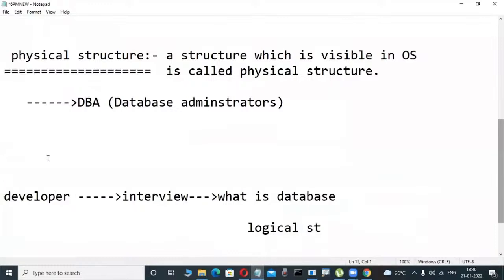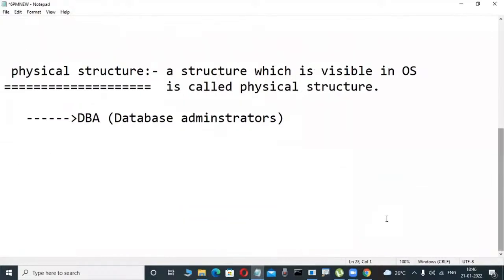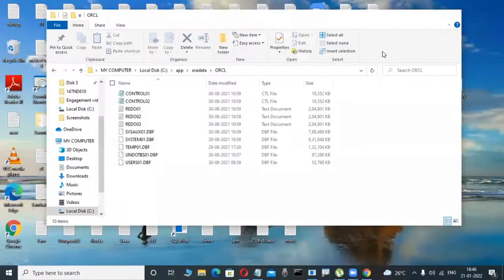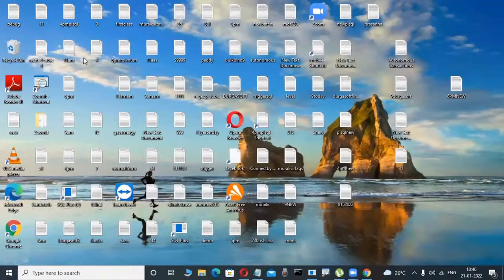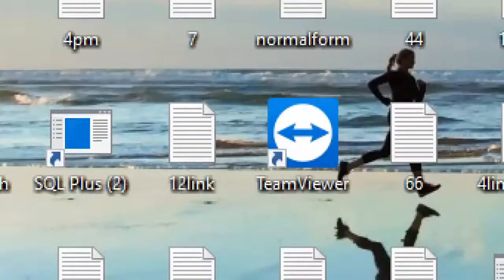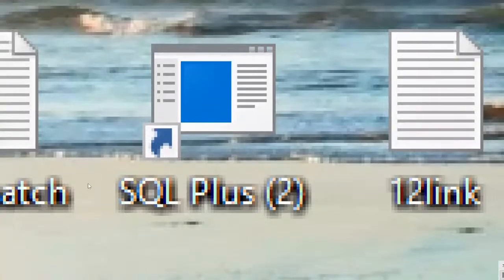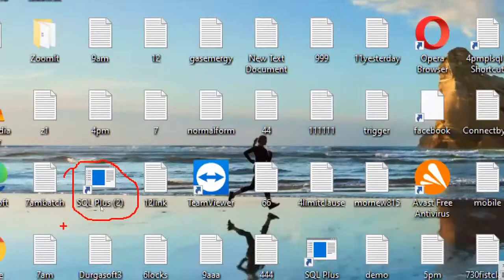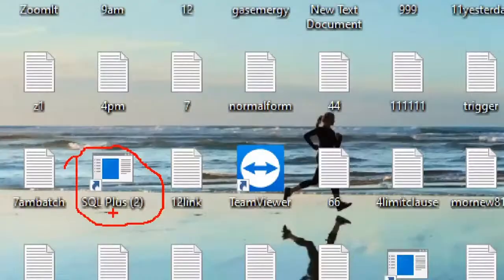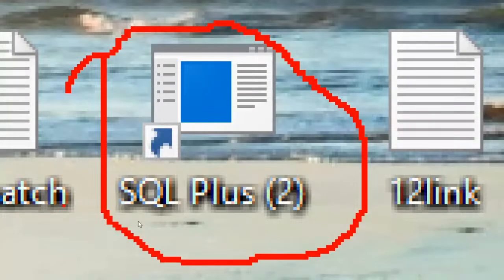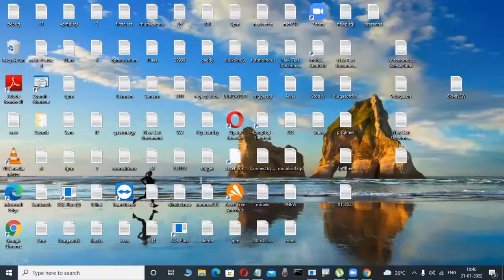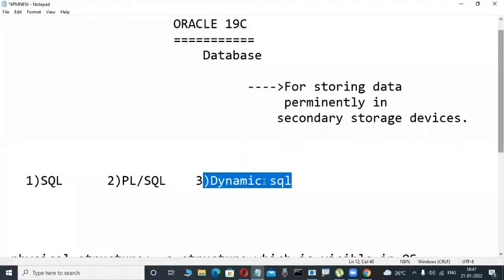Now check it out. Observe here. Suppose on a screen, what is this? I'm installing Oracle. What is this? SQL Plus is there. SQL is a language, you have an idea. PL/SQL is a language, where some coding is there. Dynamic SQL is a language. Daily we are writing code.